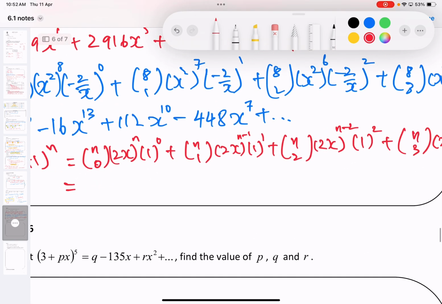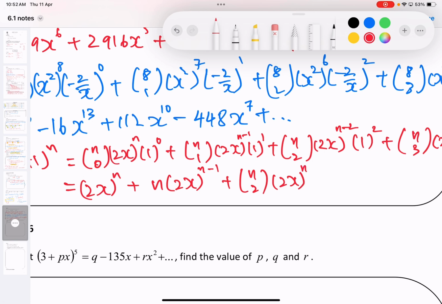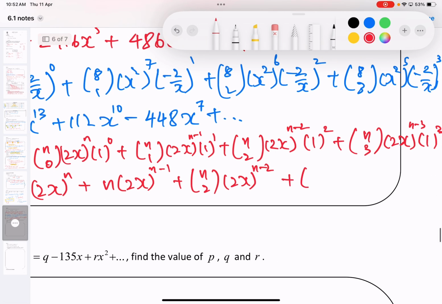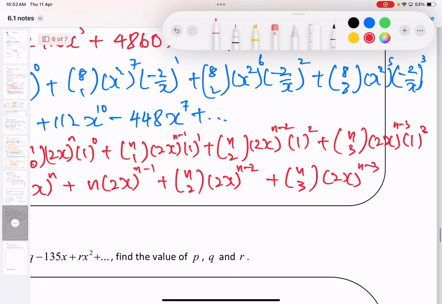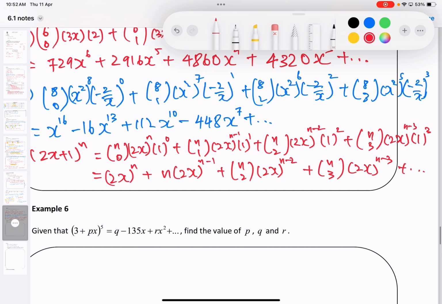So let's simplify this thing. n choose 0 just gives me 1. So my final answer in this case is just 2x to the power of n, plus n choose 1 is just going to be n. So I'm going to get 2x to the power of n minus 1, plus n choose 2, 2x to the power of n minus 2, and lastly n choose 3, 2x to the power of n minus 3. Okay, you can leave your answer like this.